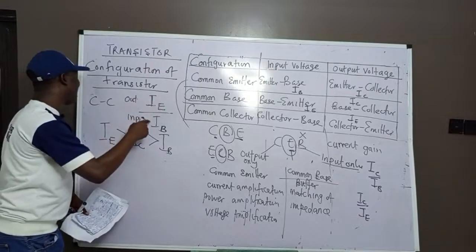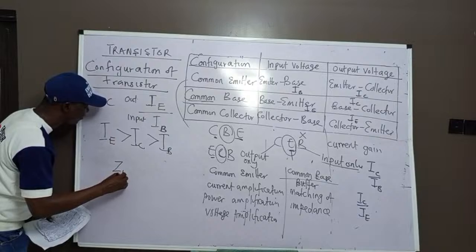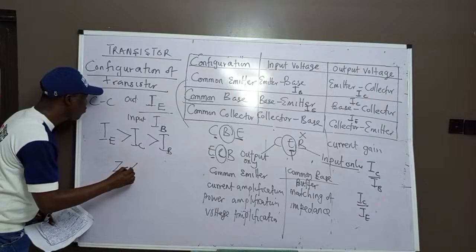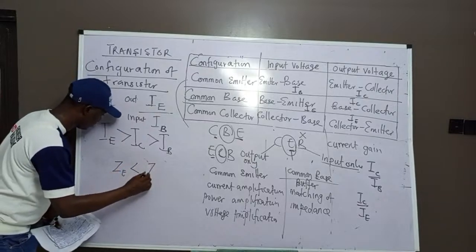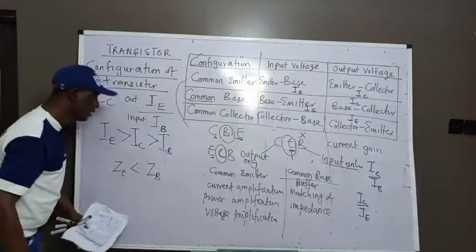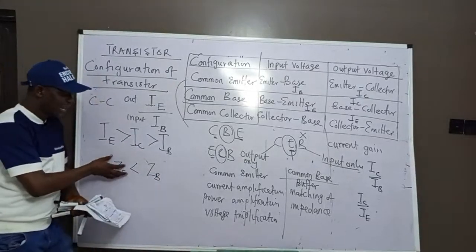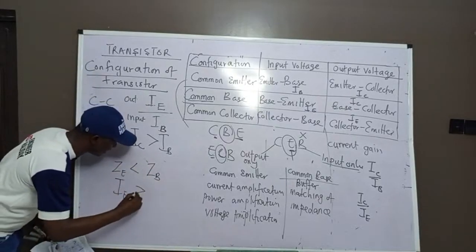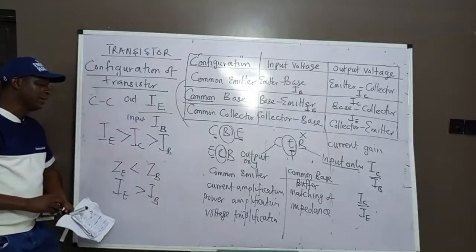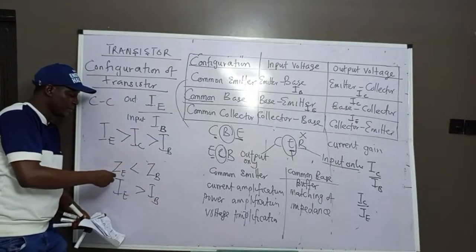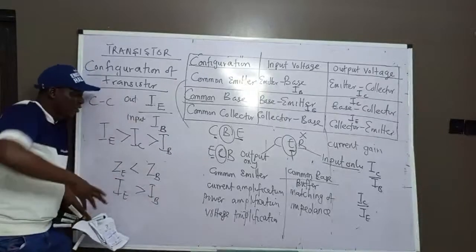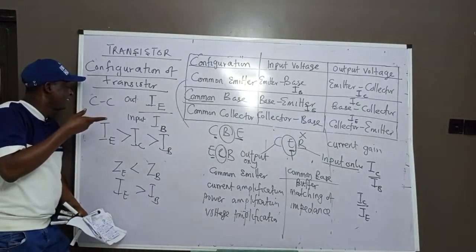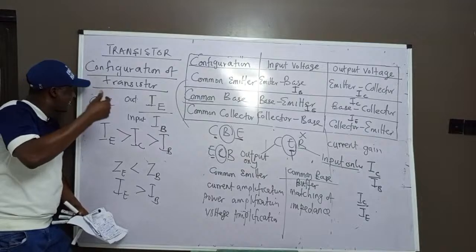If the output current is higher than the input current, that means the impedance of the output, the impedance of the emitter, is smaller than the impedance of the base. What we call matching is that this one is smaller than this one, but the current IE is greater than the current IB. So we have a lower current in the input and higher current in the output, but we have lower impedance in the output and higher impedance in the input.